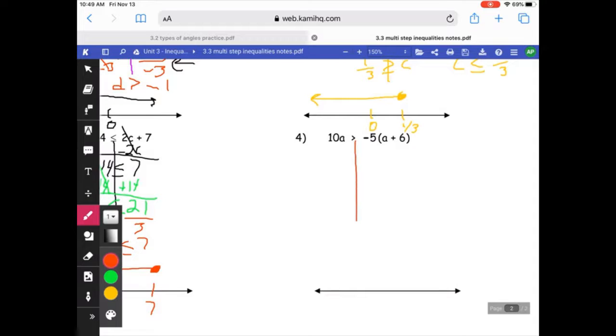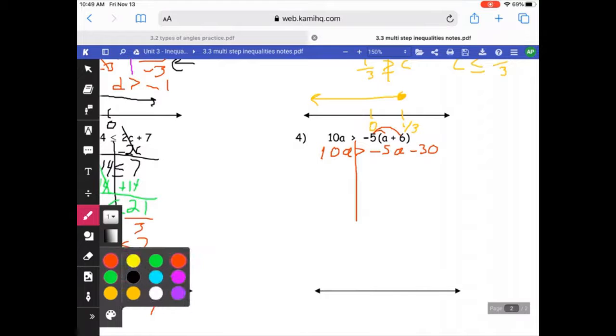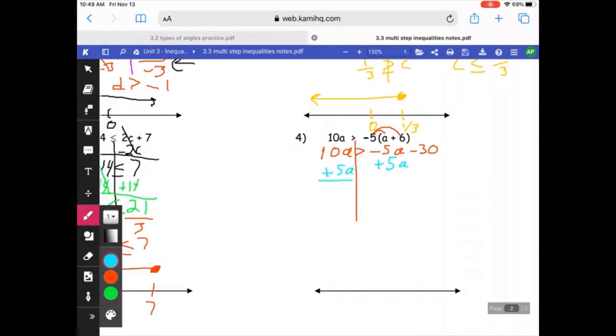So on the right, we're going to do the distributive property. On the left, we just have 10a. So now on the right, we have negative 5a minus 30. We want to isolate our variable, so we're going to add 5a to both sides. All right, on the right, our 5a's are going to cancel. We're going to be left with 15a is greater than negative 30. You got to bring down that minus sign.